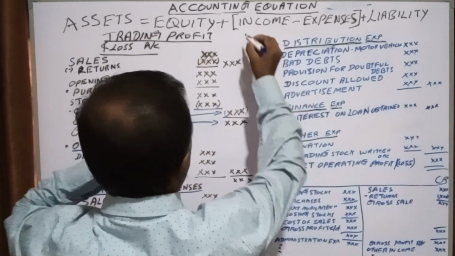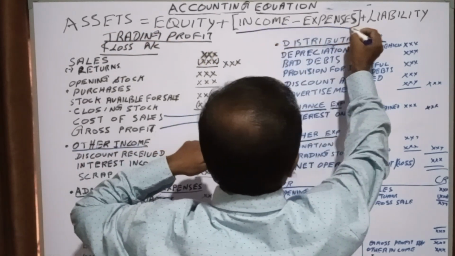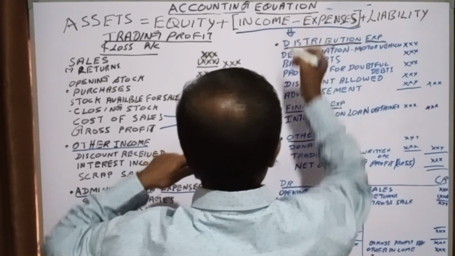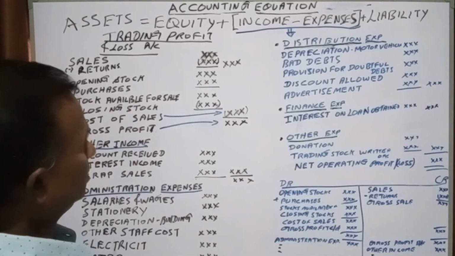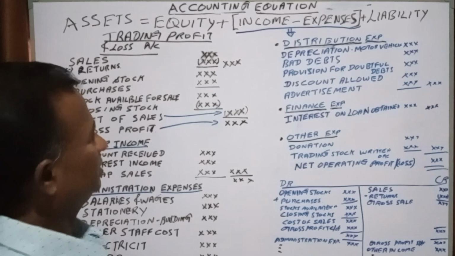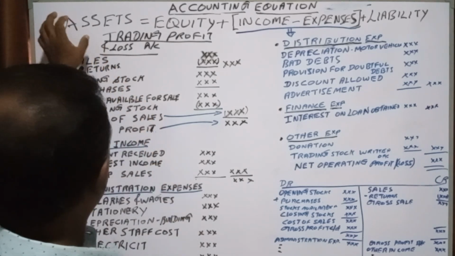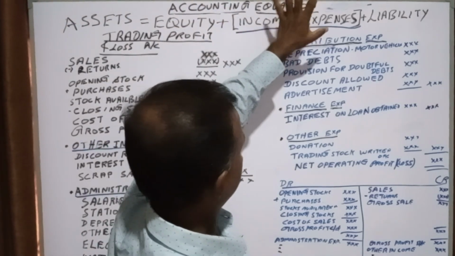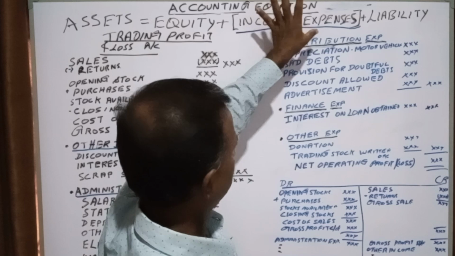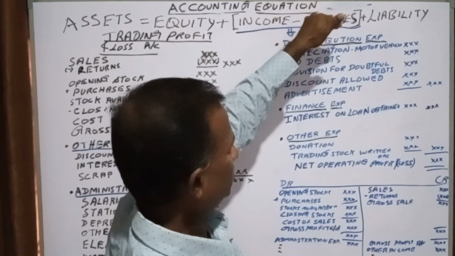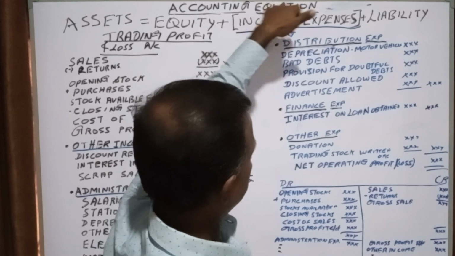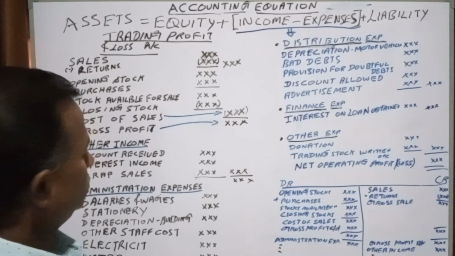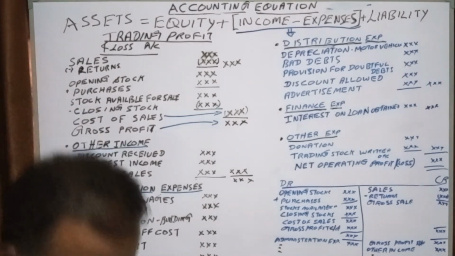This expansion I am explaining here, right? How this portion is arrived at. So assets, equity also, now income and expenses, how income minus expenses, you are going to learn how to derive at this point. Liabilities also.